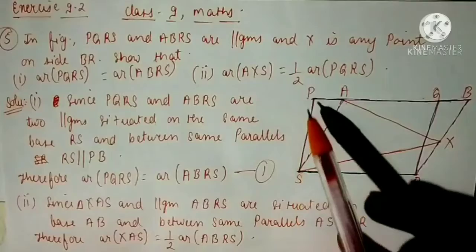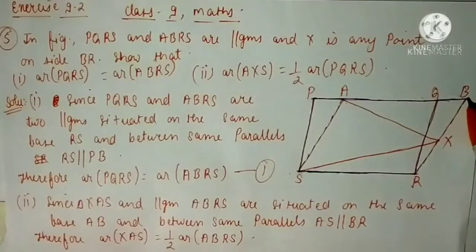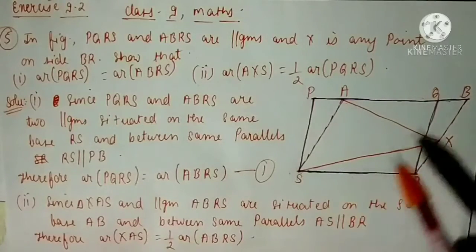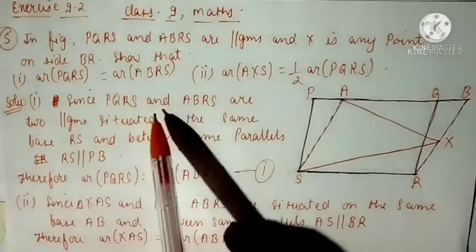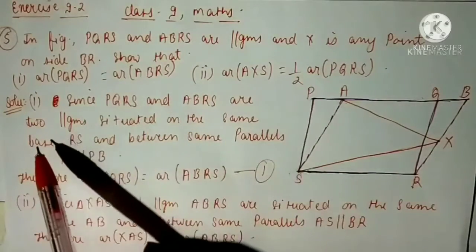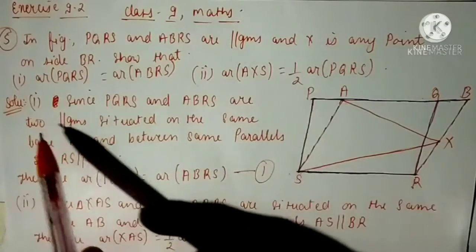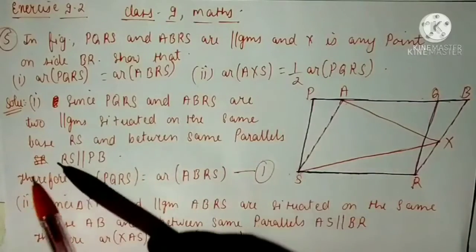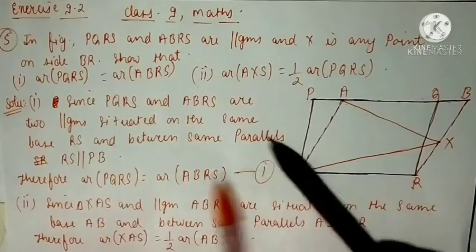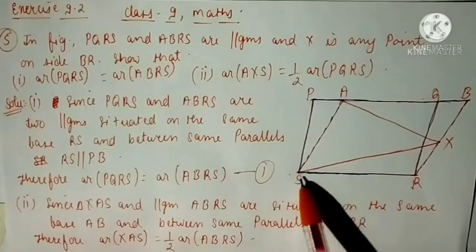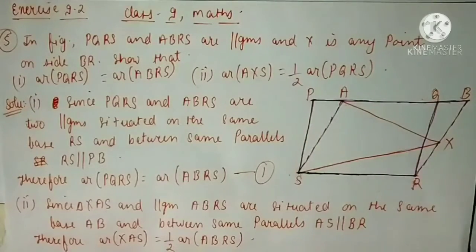Okay. See, this is PQRS and this is ABRS. The base is the same and they are between the same parallel lines. So in this we will write, since PQRS and ABRS are two parallelograms situated on the same base RS. This is the same base RS and between the same parallels, RS parallel to PB. This RS is parallel to this PB. Okay, they are situated between these two parallel lines.